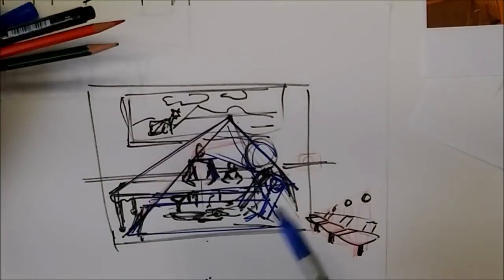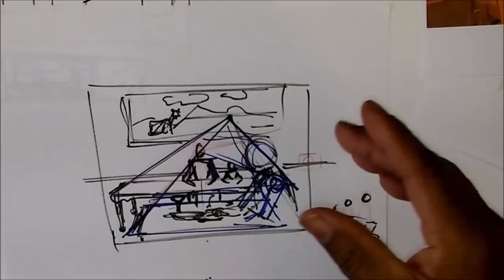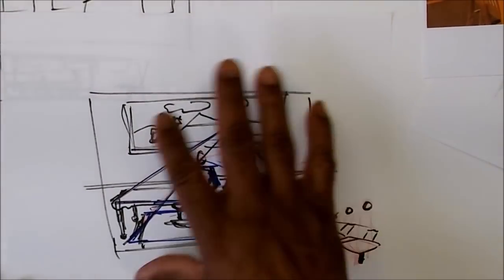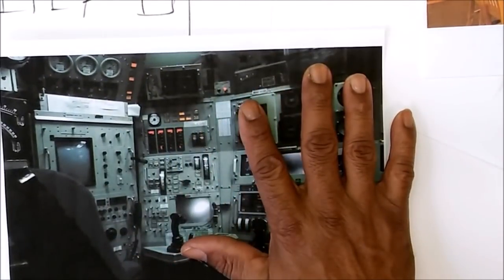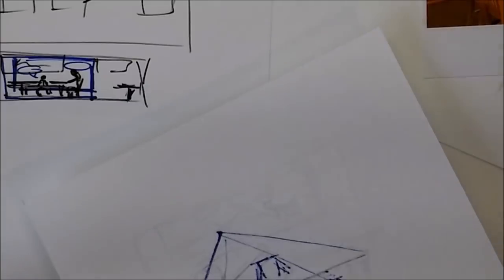But the keys, as I was saying: know where you are, whether you're in a hotel, a garage, a battleship, whatever. What does that place look like? Find your reference pictures. And then where is the camera going to be placed? Is it going to be up, down, to the side, however?